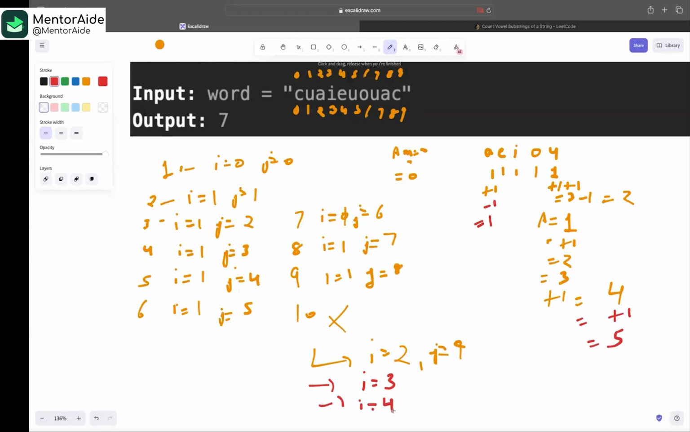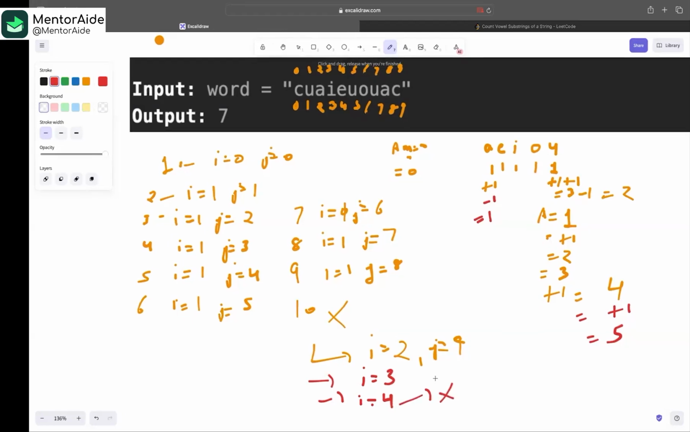If I became 4, we are removing I, and will it work? No, not like this time. It will not work because I is only single, so we can't make this move. Now, don't you think we should start shrinking from the right?